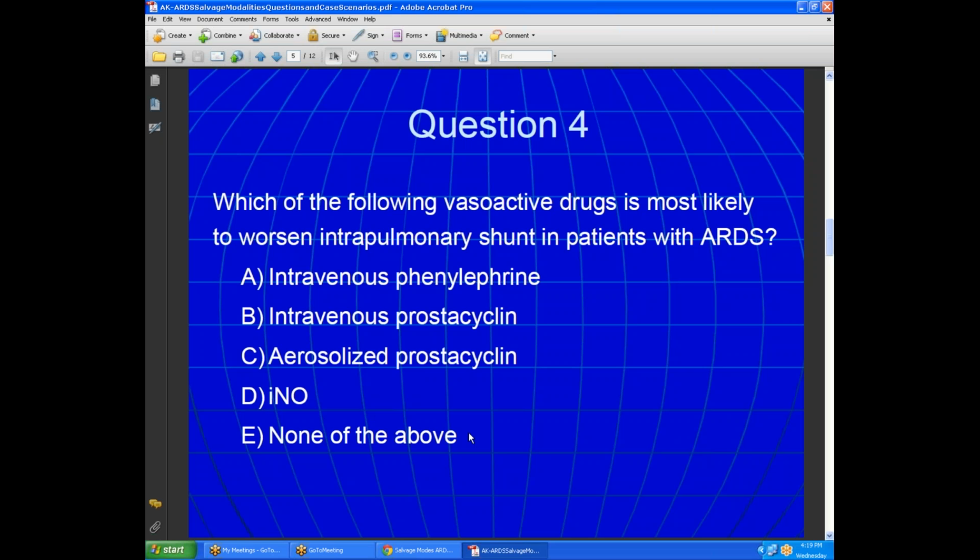We sort of talked about IV prostacyclin. Right, so IV prostacyclin, a sort of systemic pulmonary vasodilator, tends to worsen shunting. It may have mixed effects on oxygenation overall. It is something to think about, though.